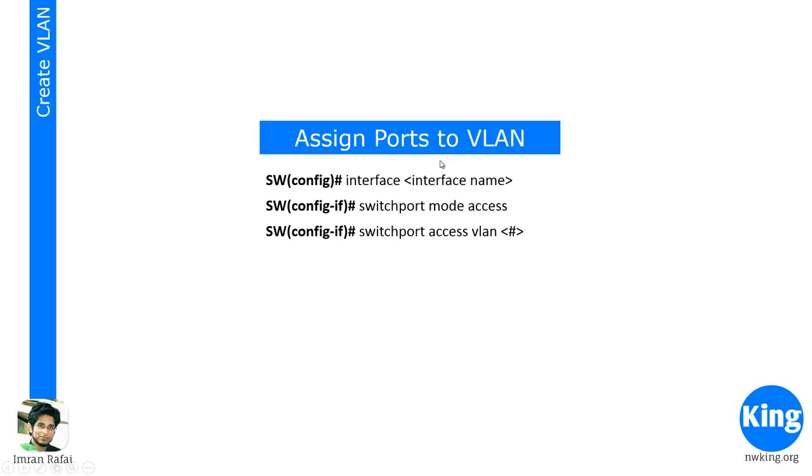Next, assign ports to VLAN. You go to that particular interface where you want to change to a certain VLAN. From that interface, you could give the command switchport mode access. This is statically configuring that port to be an access port, and then switchport access vlan and then give the VLAN number. That would assign that particular port to that particular VLAN.